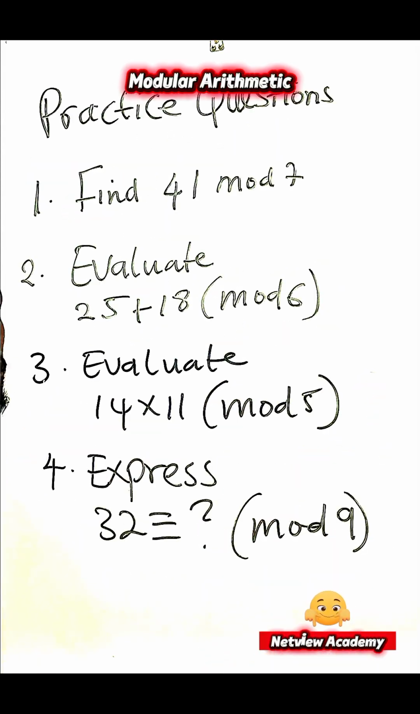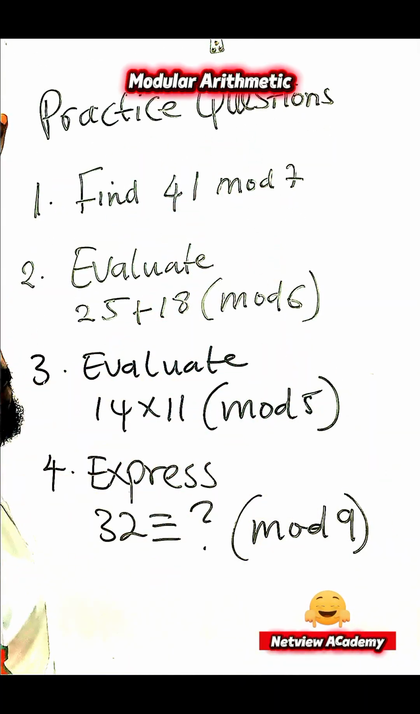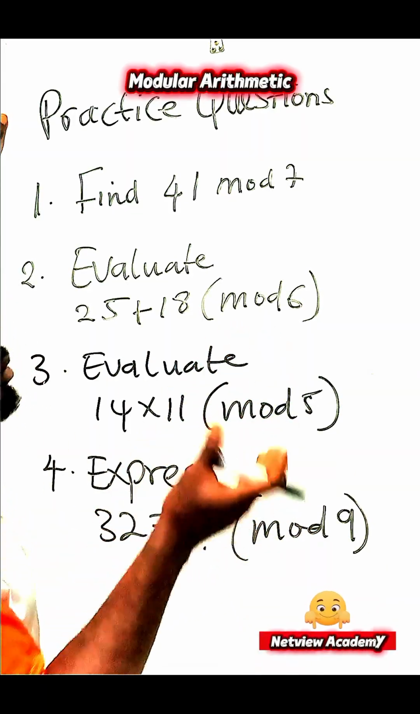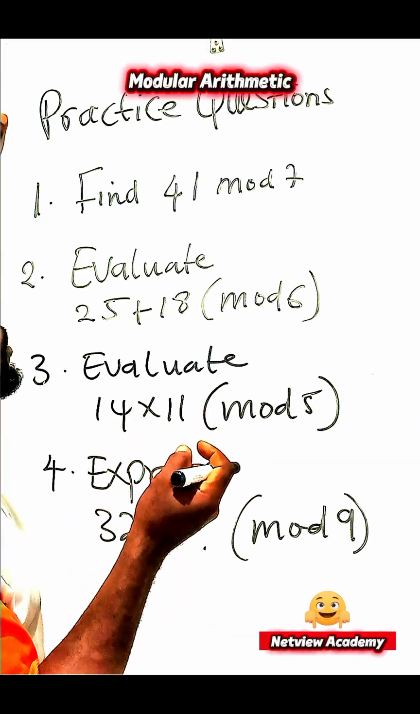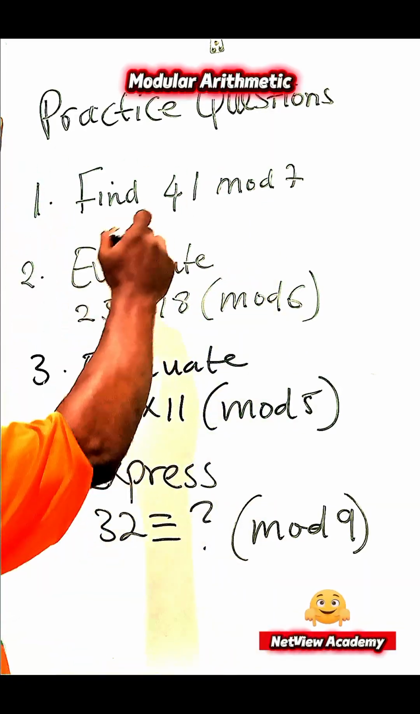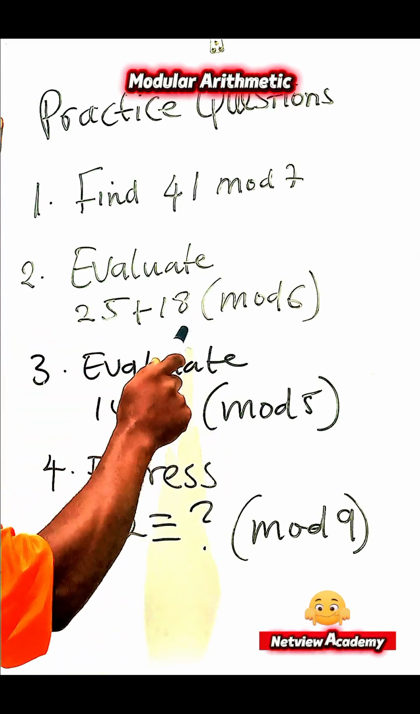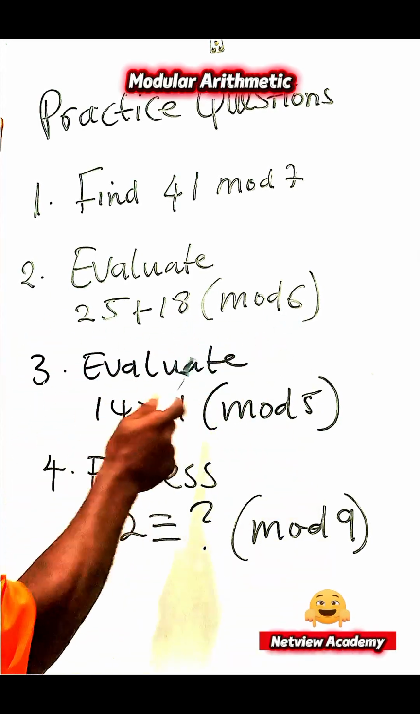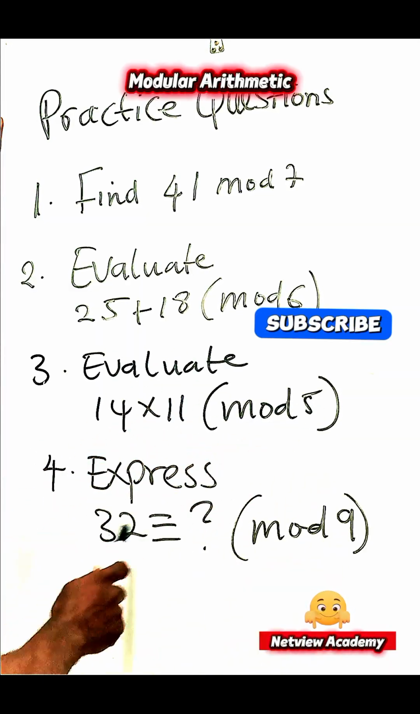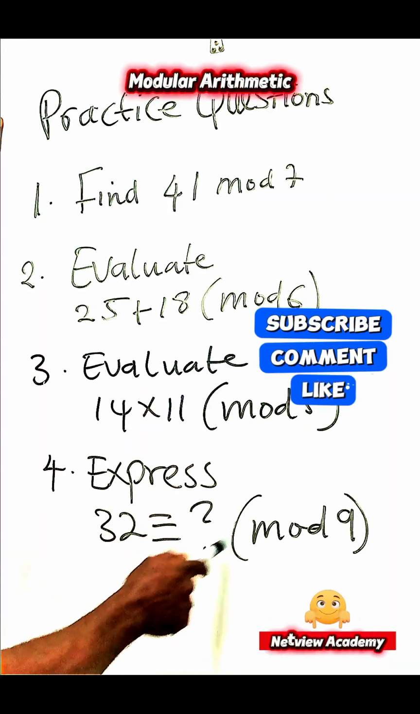If you follow this video to the end, do these practice questions. If you did not understand the video, you can go back and rewatch the video and then attempt these practice questions. I want you to do these questions for me from number 1 to 4. Find 41 mod 7. That's question 1. Question 2. Evaluate 25 plus 18 mod 6. Number 3. Evaluate 14 multiplied by 11 mod 5. Number 4. Express 32 is congruent to question mark. There's a value missing here, so you're supposed to put this value mod 9.